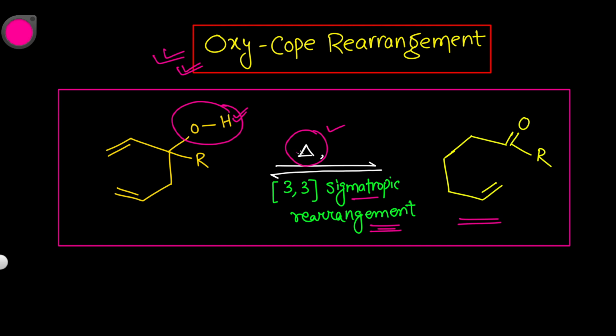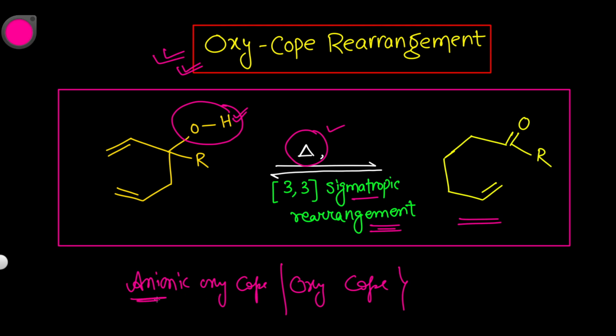Also some people can ask what is the difference between the Oxy-Cope rearrangement and the anionic Oxy-Cope rearrangement. The difference is very basic. Anionic means the OH is converted to O minus. Oxy means only OH. So this is the basic difference.